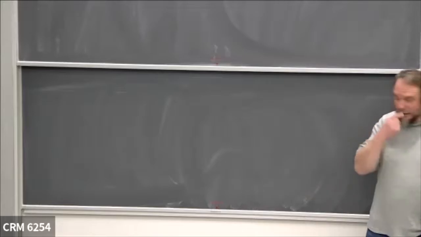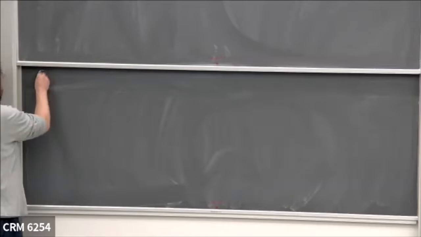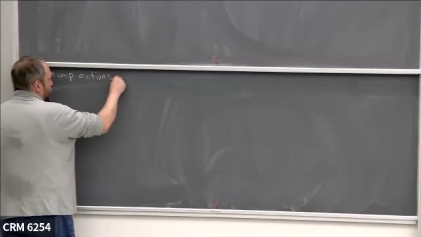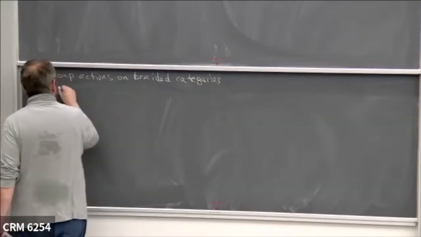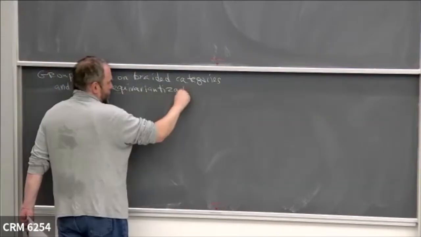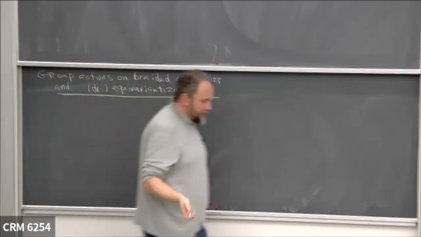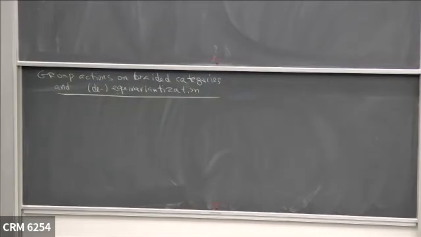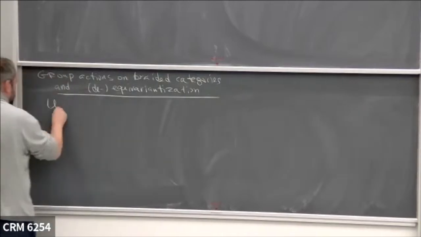Thank you. Good afternoon. So today we'll talk about group actions on braided categories, and equivalentization and de-equivalentization. There are two procedures, mutually inverse, and I'll define them and explain what one can do with them. So let's set up things.